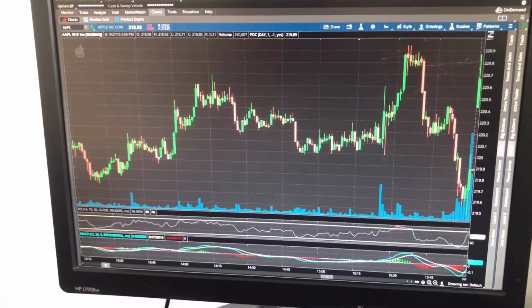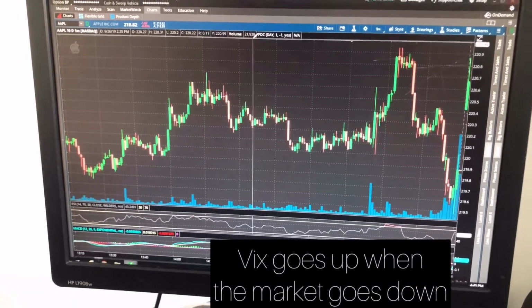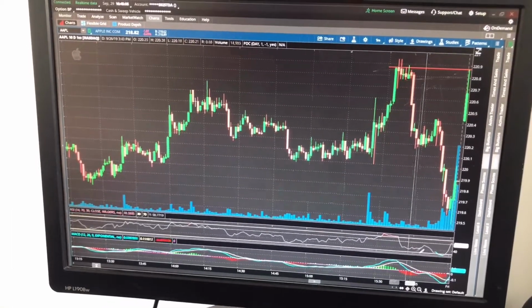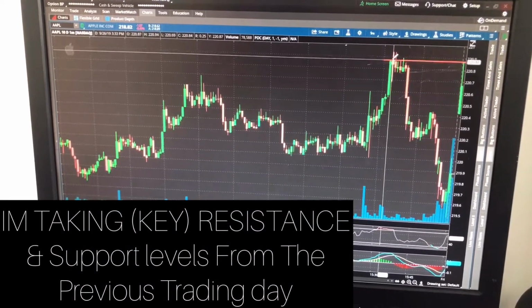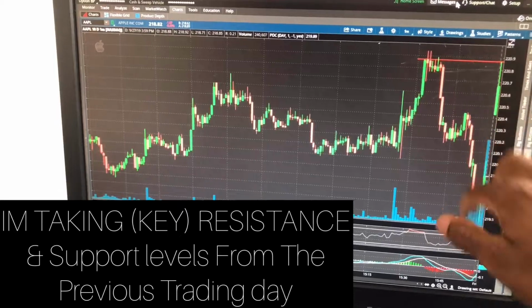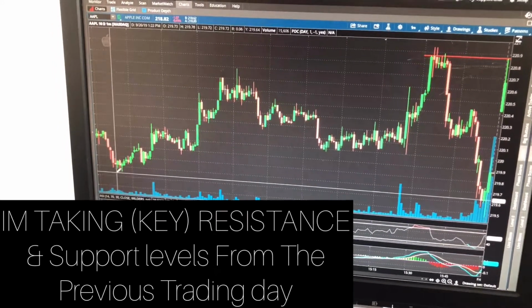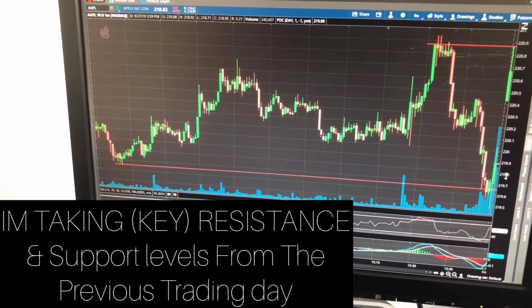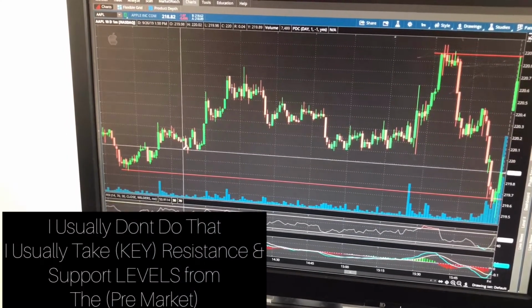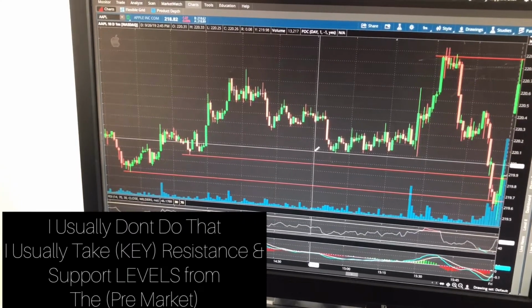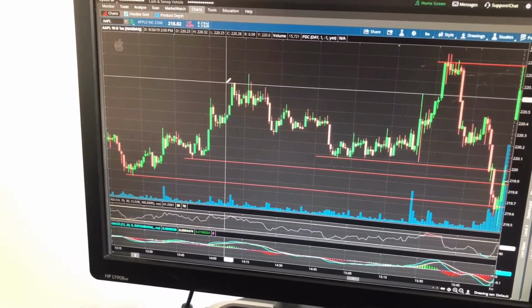So by that being said, the VIX was also up on Friday. This is one resistance, and this is a support. Resistance because it struggled to go above this price. That's why I'm picking that. A support will be right here as well. This is where it bounced. Another support would be right here, where it bounced. Another support. This is the previous trading day, you guys.